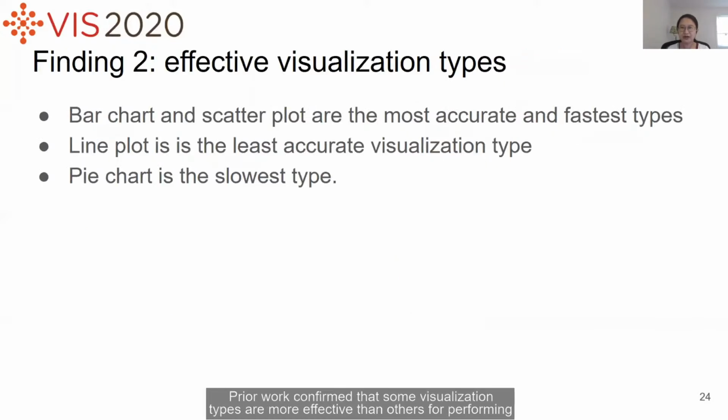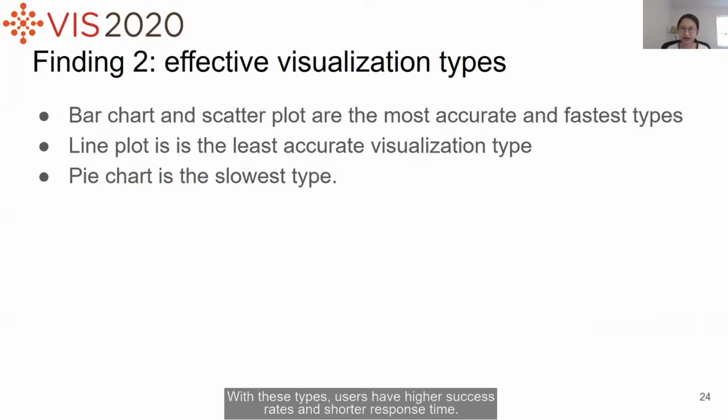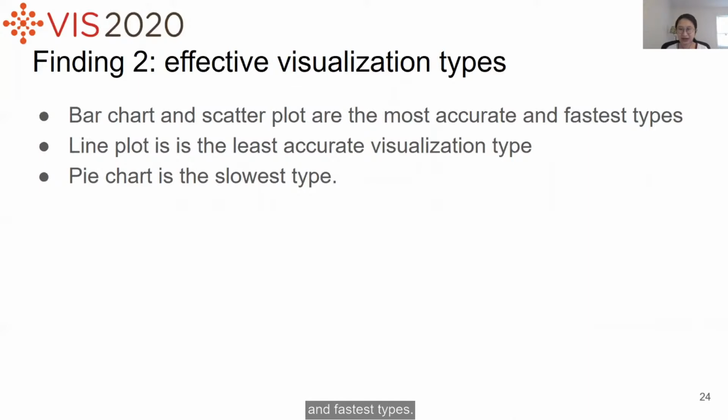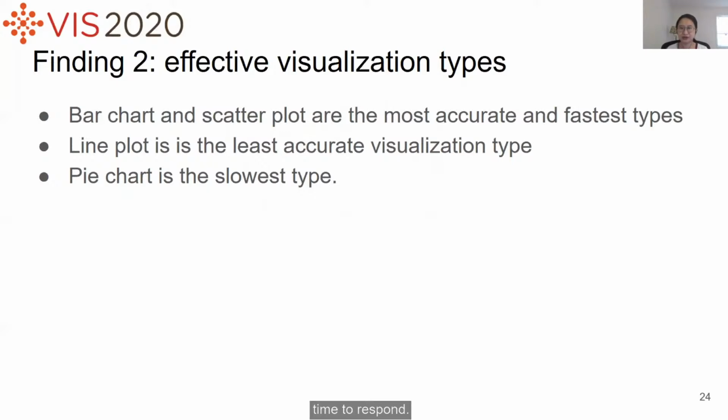Prior work confirmed that some visualization types are more effective than others for performing visual tasks. With these types, users usually have higher success rates and shorter response time. Through the study, we found that bar charts and scatter plots are overall the most accurate and fastest types. Line plot is the least accurate type, and pie chart is the type that people take the longest time to respond. Our results are in line with previous studies with non-private data.